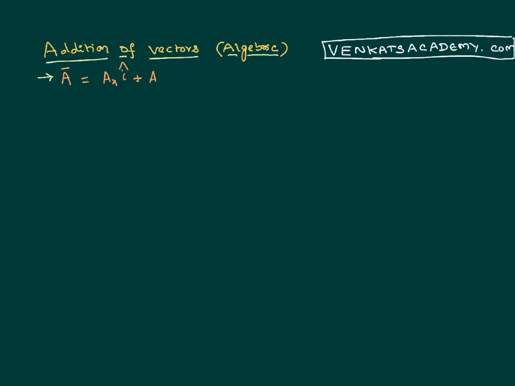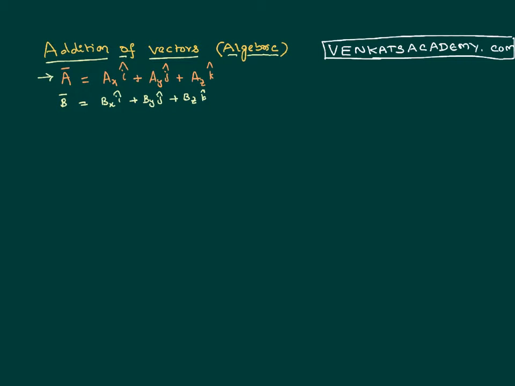Similarly, it has some y component, multiplied with j cap to say that it is along the y-axis. It has some z component, multiplied with k cap. Now, assume there is another vector b bar that has components bx i cap, by j cap and bz k cap.